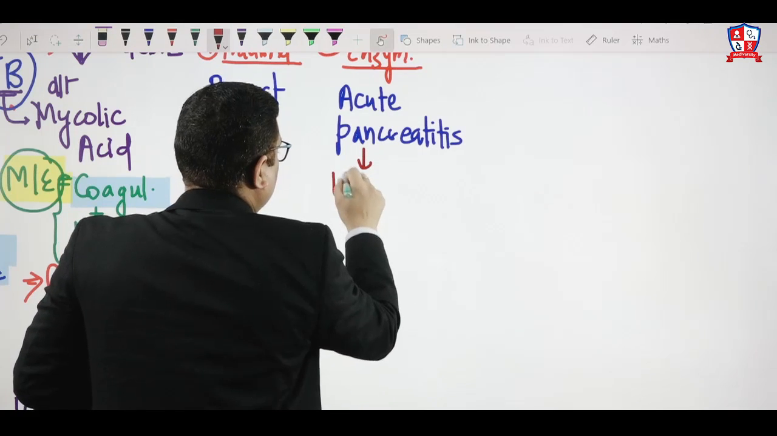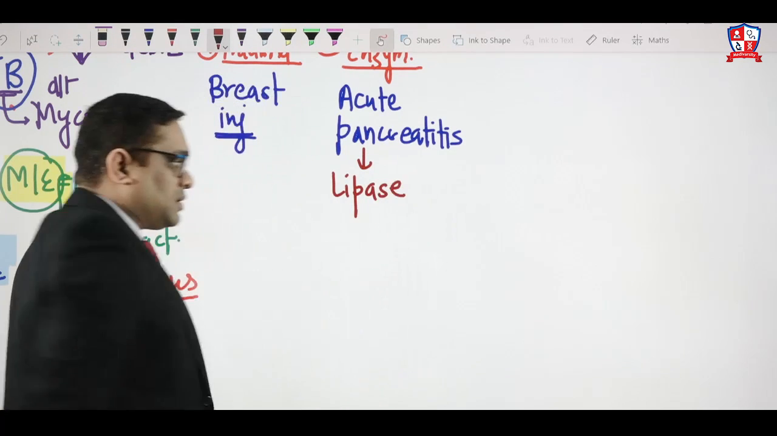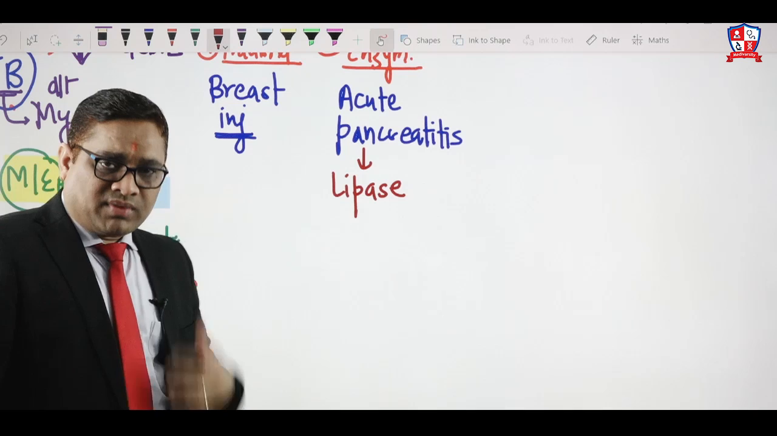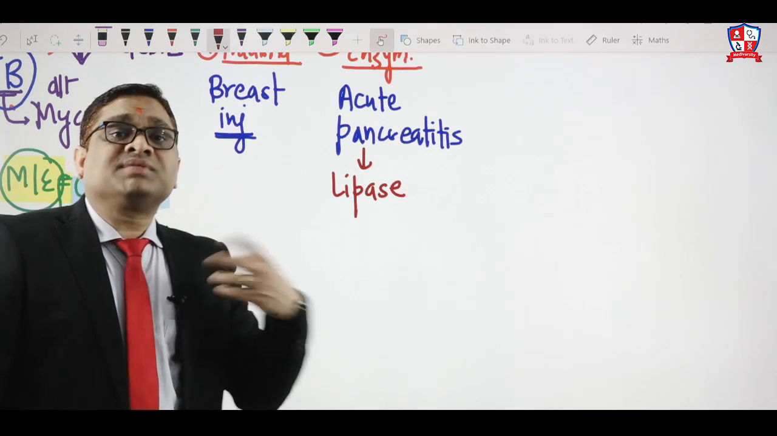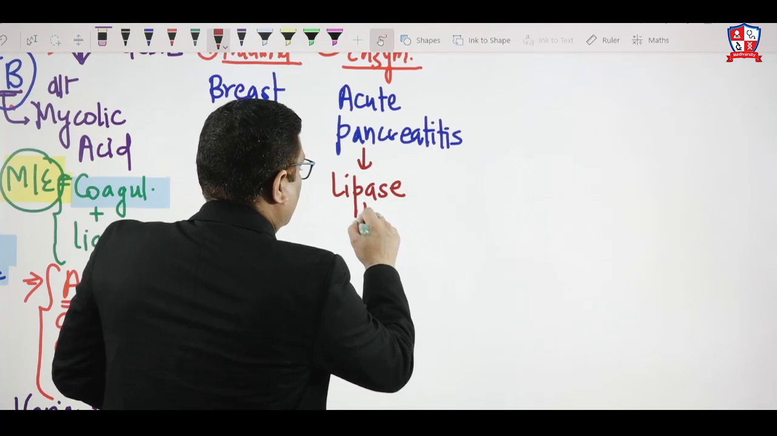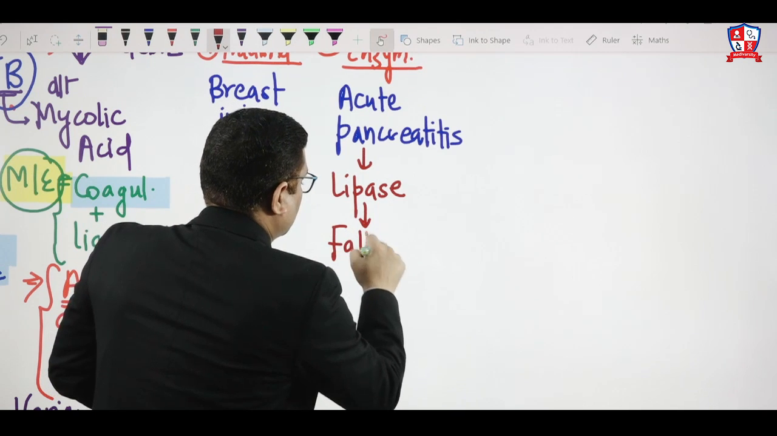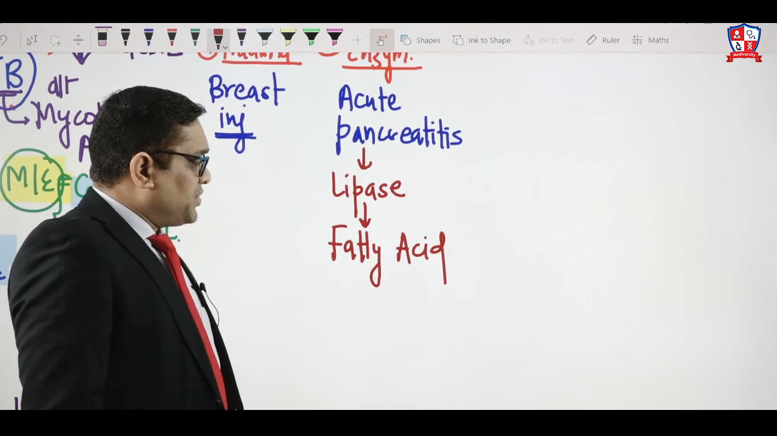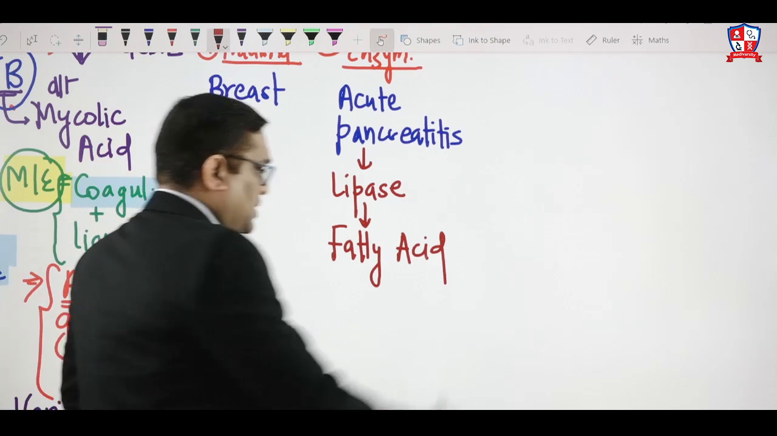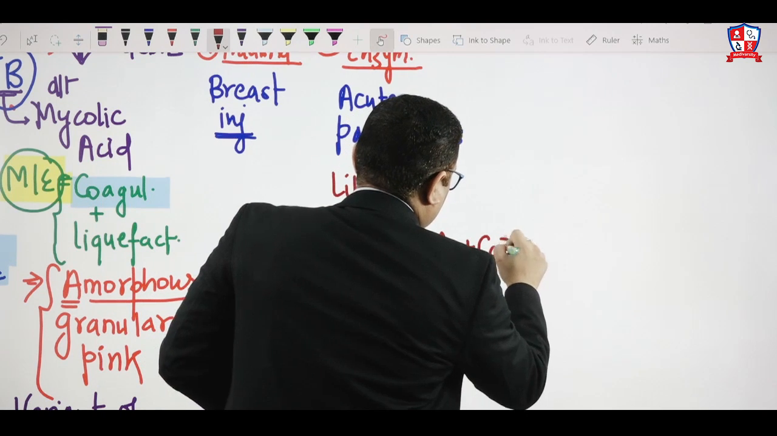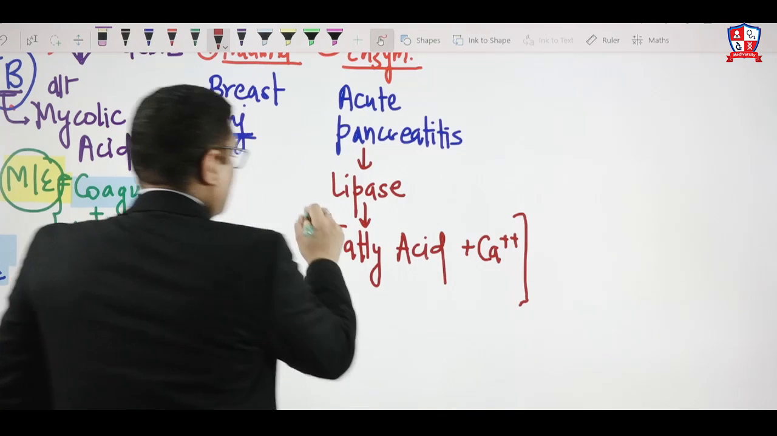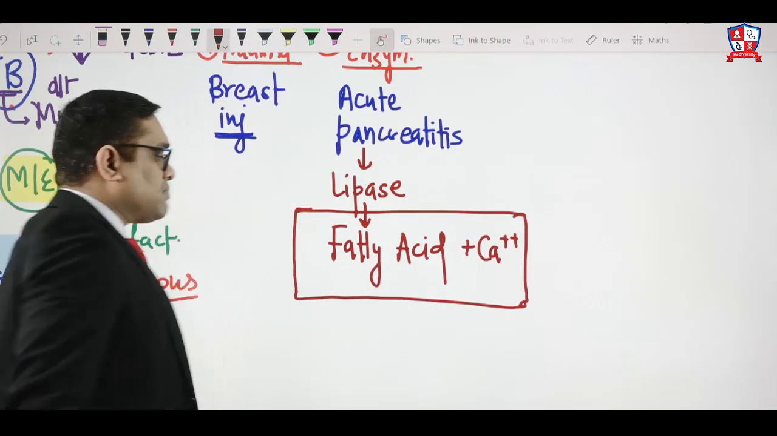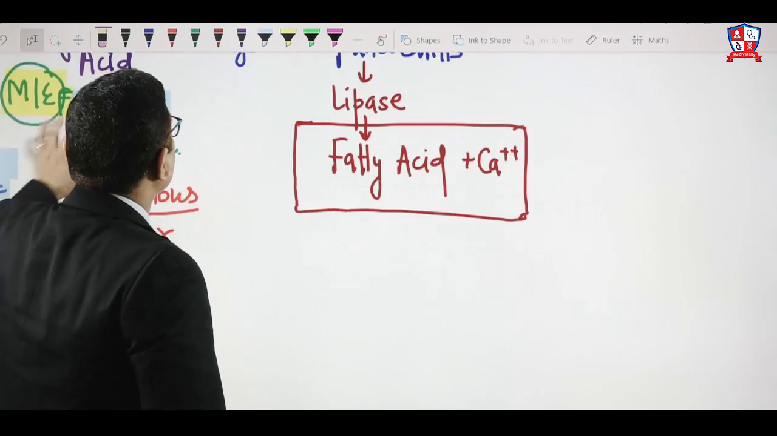In acute pancreatitis, lipase will be released. This lipase enzyme will be released. We all know the name itself is signifying that it will act on the lipid. So it will damage the lipid and release fatty acid, right? This fatty acid released from the fatty tissue will combine with calcium. When fatty acid combines with calcium, this process is called saponification.